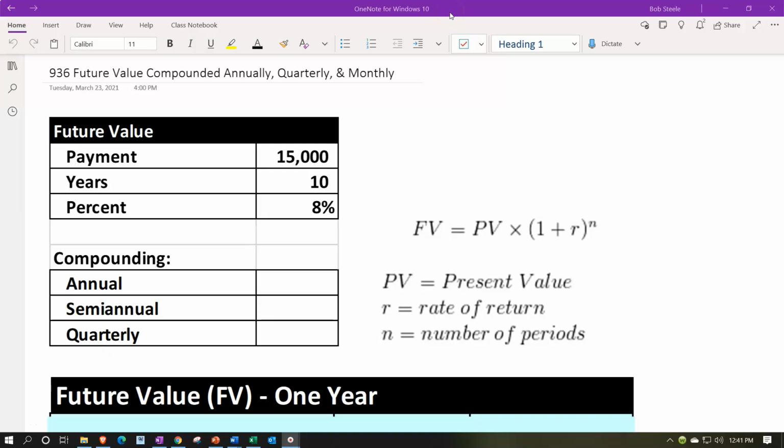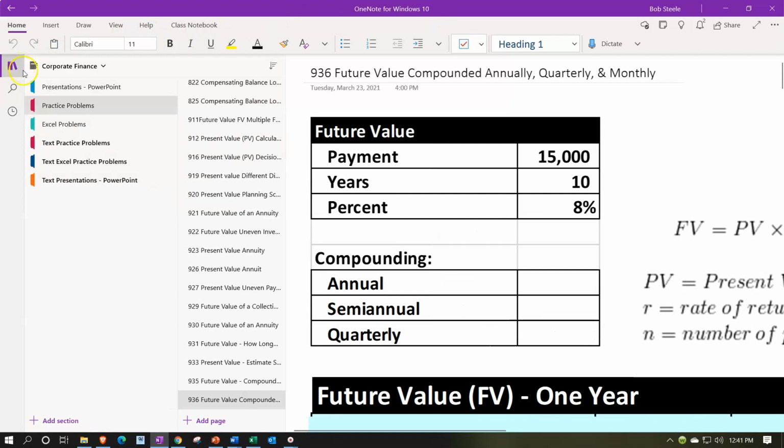Here we are in OneNote. If you have access to OneNote and would like to follow along, you're not required to, but if you would like to, we're in the tab on the left-hand side. We're in the practice problems, then down here in the 936 future value compounded annually, quarterly, and monthly tab.